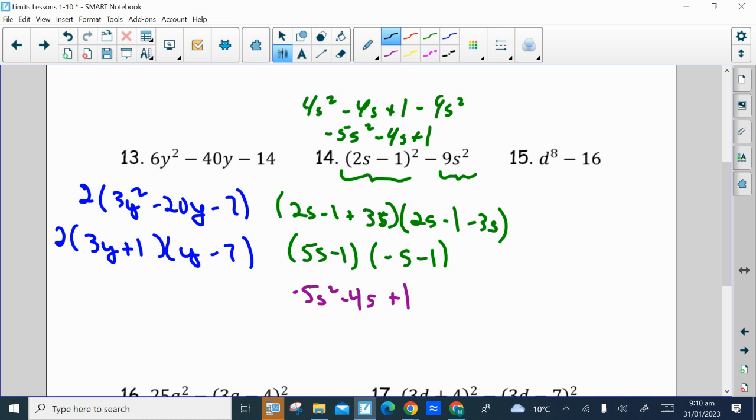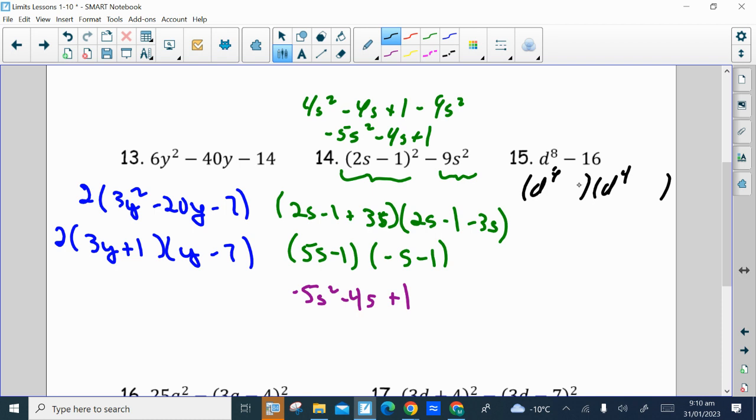Number 15 is a difference of squares. There's no common factor. Remember, to factor a difference of squares, you're taking the square root of both terms. The square root of d to the 8th is d to the 4th. If you multiply d to the 4th times d to the 4th, remember you're adding the exponents together and keeping the base the same. So it doesn't matter that 8 is not a perfect square. That's not how you work with exponents. Okay, Brighton?